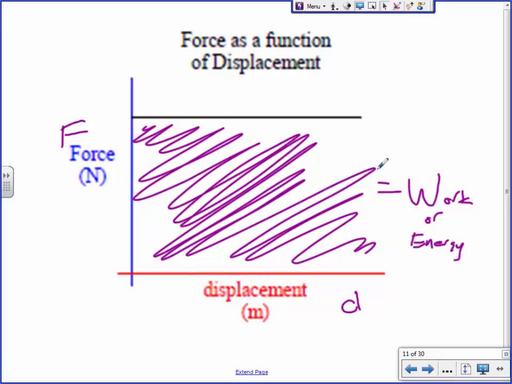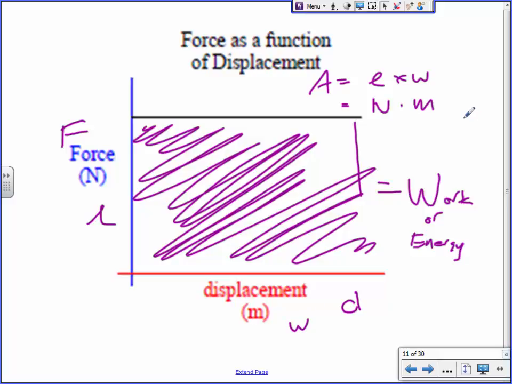The reason why is that area is equal to, say, length times width. Consider your units. Your length of this square would be in meters. Well, let's change it up, actually. Let's do it the other way. Let's call this your length. Your length would be in newtons. Your width would be in meters.